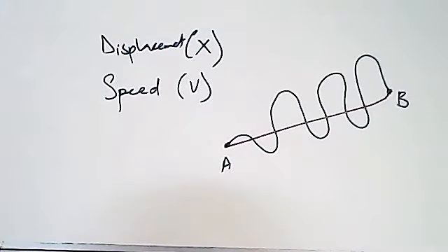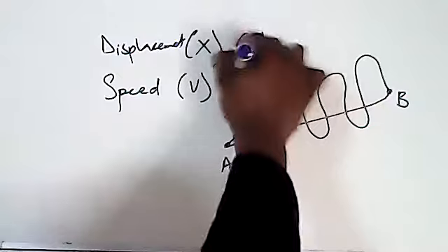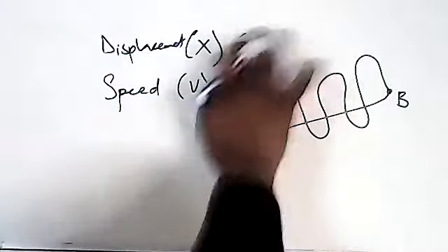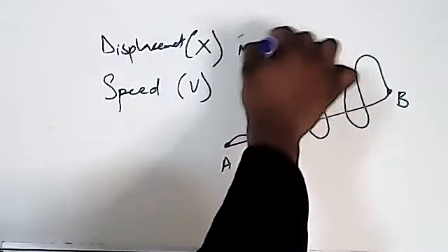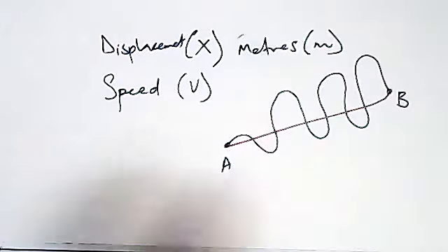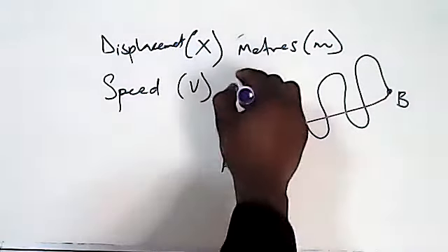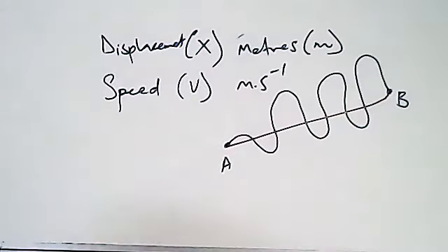So the displacement, you calculate it using meters. Those are the units, right? Meters, but you depict it as just m. Your speed is using meters per second, and your speed is a scalar quantity, right?